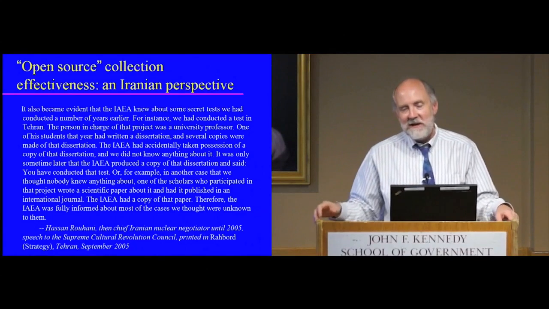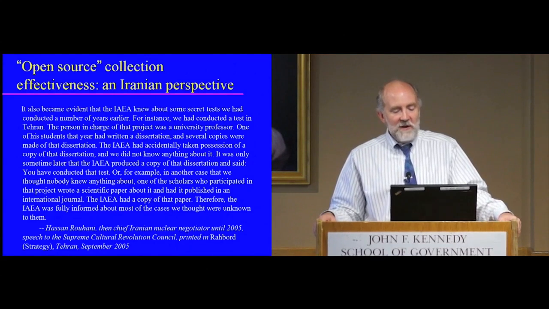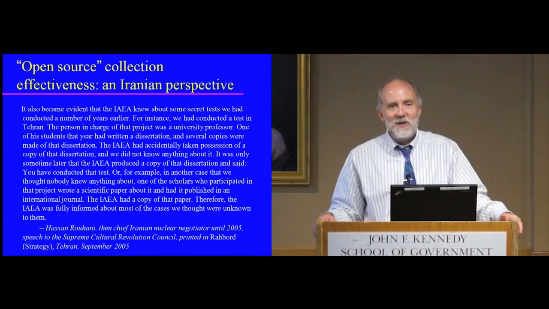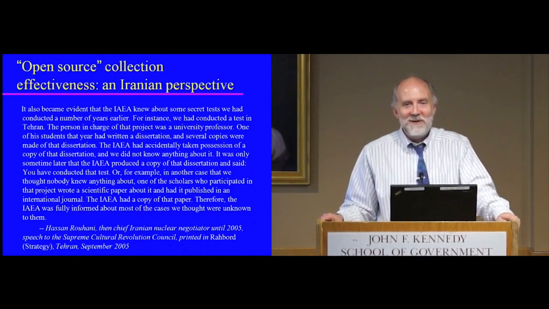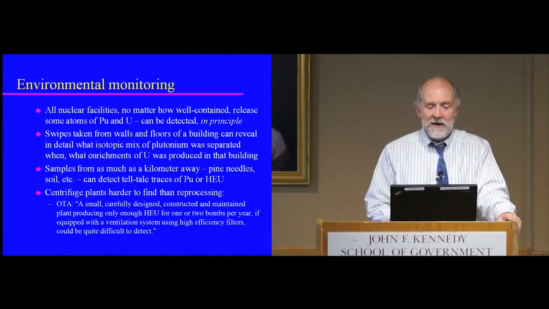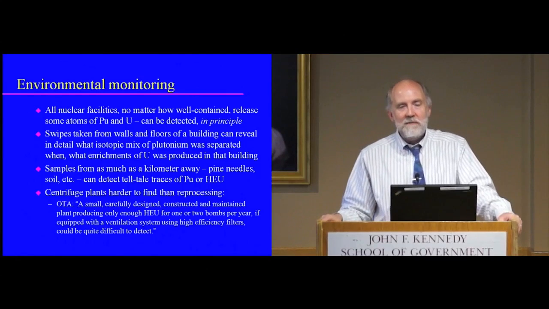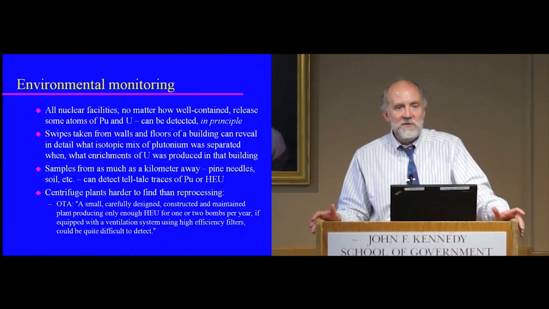I'm not going to read this out. This is a quote from Hassan Rouhani, who's now president of Iran, from shortly after he was chief nuclear negotiator, and he basically describes how they had quite a number of activities they meant to keep secret, and the IAEA kept finding out about them from open source. So it's quite an amazing testimony from the point of view of the inspected state as to how effective IAEA open source activities are. Environmental monitoring is another very important new safeguards technique.